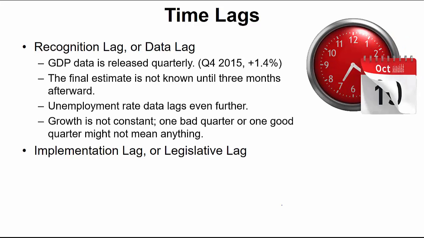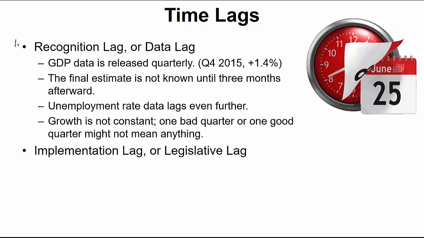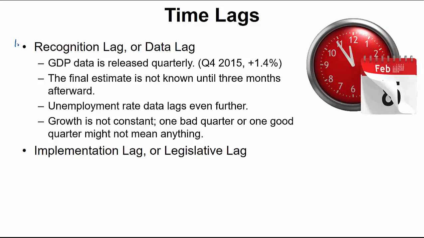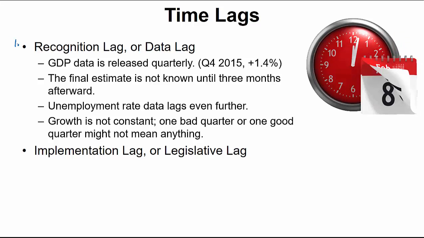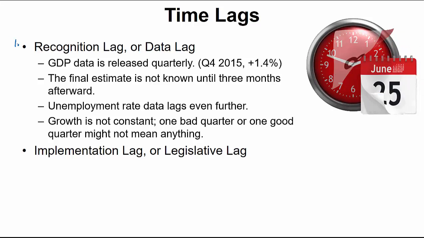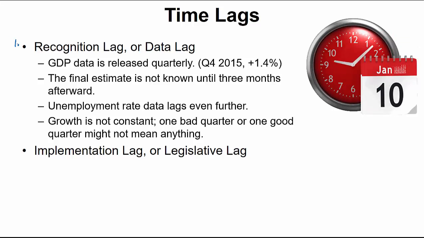Alright, so here's our lags. Okay, number one, we have what's called a recognition lag or a data lag. And what this represents is the fact that it takes many, many months before we realize what GDP has done in the previous quarter. So let's say it's November right now. We do not know definitively what our second quarter GDP was, even though it's November. So there's a lag in recognizing that. And since there is a lag, we don't know when we're in a recession until the recession's almost over.